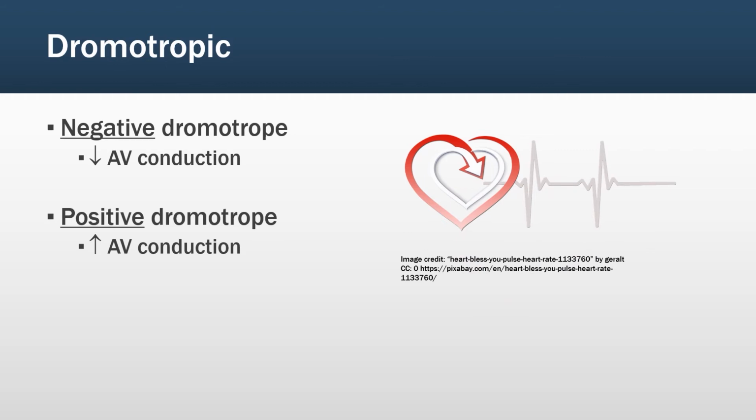Dromotropic refers to the atrioventricular conduction velocity. A positive dromotrope would increase the AV node conduction, and a negative dromotrope would slow the rate of conduction.